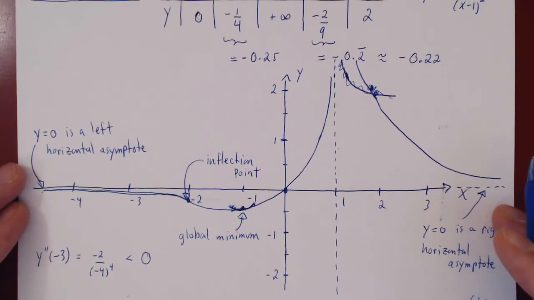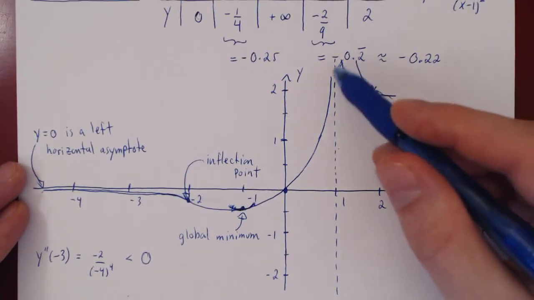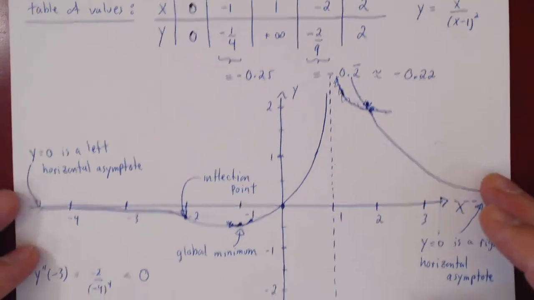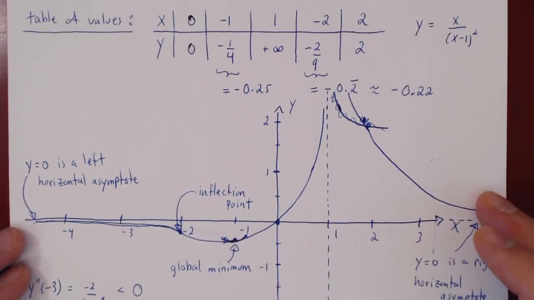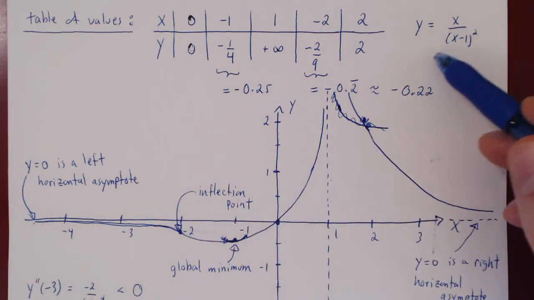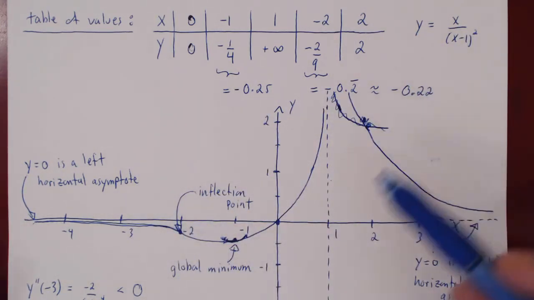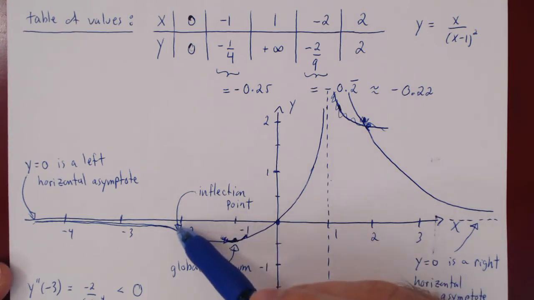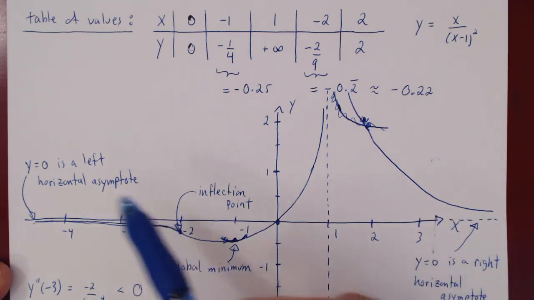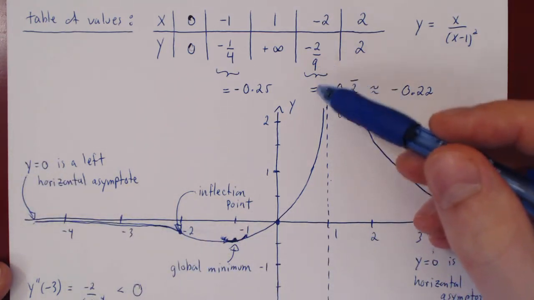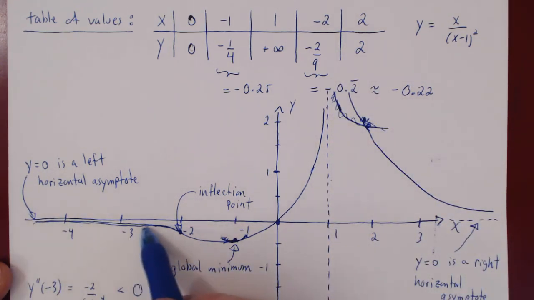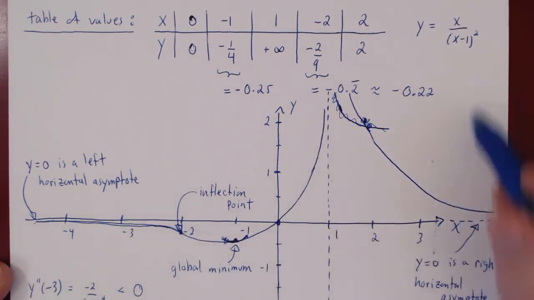And so we now have an accurate sketch, omitting my mistakes here and here, of the function x over x minus 1 squared. And again, this is really non-trivial, because I don't think you could have guessed that the graph of x over (x minus 1) squared would look like this, with a global minimum at -1, an inflection point at -2, two horizontal asymptotes being y equals 0 on both sides, and a vertical asymptote at x equals 1. So if you smooth this out, you have a really accurate sketch of this function.